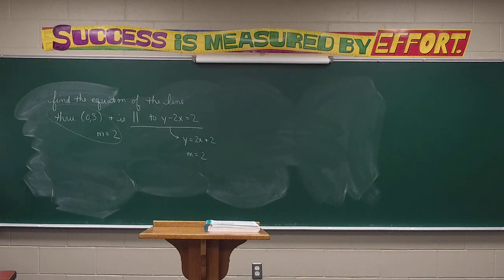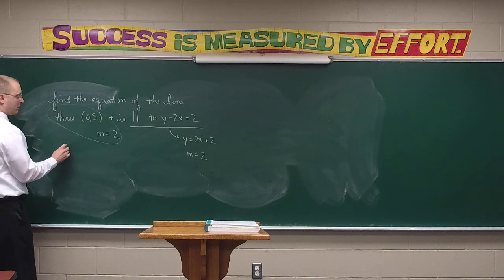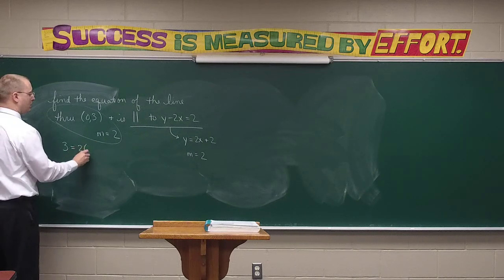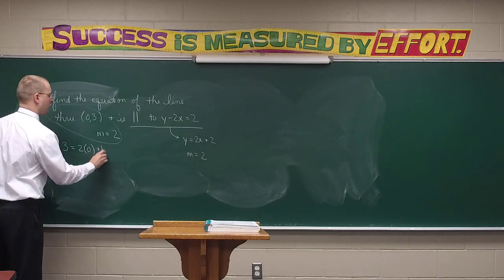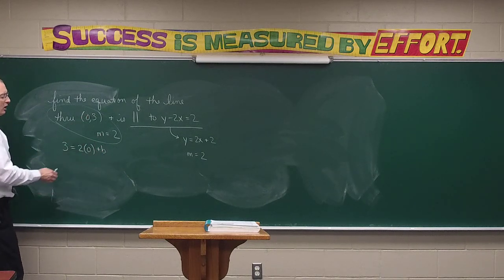And now we're doing what we did a couple lessons ago, right? We've got a point, we've got a slope. We just need to plug it into what, Kendall? The slope-intercept form. So let's start with 3 equals 2 times 0 plus b. There we go. Y equals mx plus b, where there's your x and there's your y. Of course, 0 times 2 is 0, so we just get b equals 3.